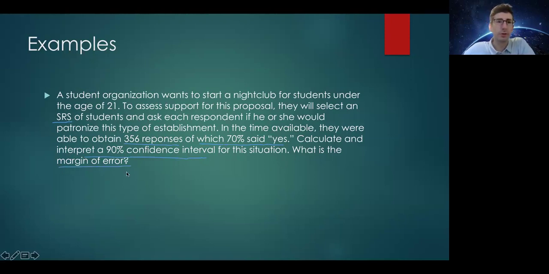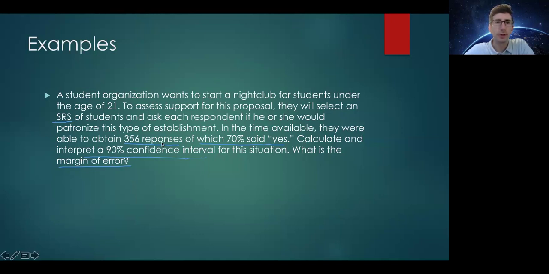So we haven't talked about the margin of error yet. We'll go over that in this example. There's no new calculations or formulas. It's just a piece of the overall confidence interval formula that we've already seen.